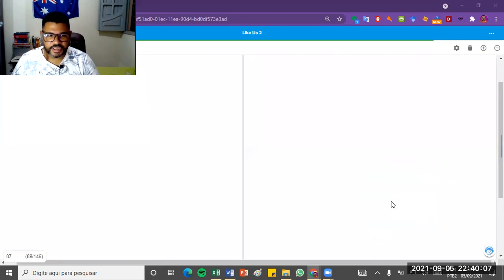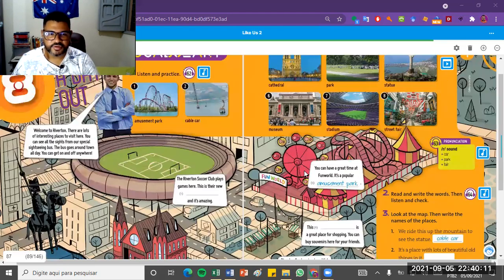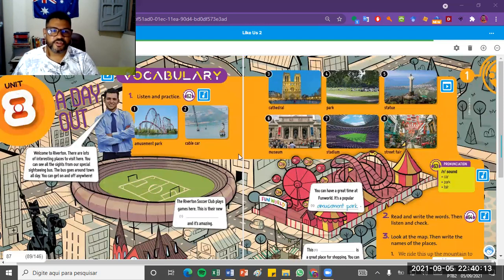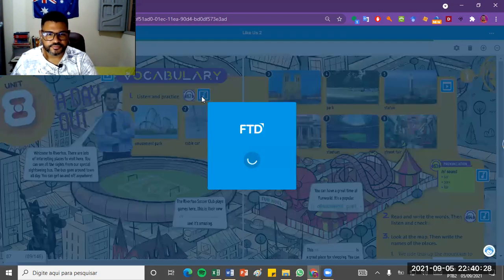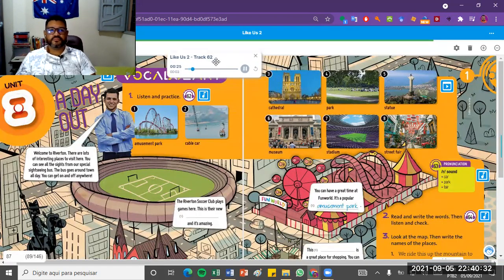On page 86 and 87, we have a new chapter, a new unit, unit 8, all right? So here, we are going to listen to new vocabulary and practice as well, right? So let's do that. Unit 8, Lesson 1, Track 62.